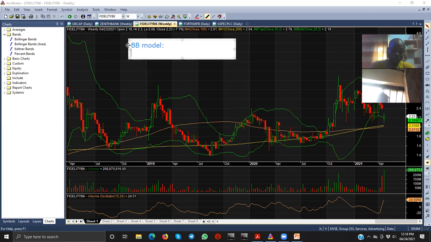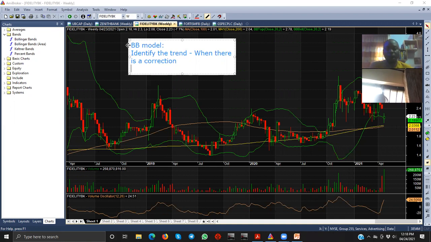Now, we said we want to identify the trend. Then we want to trade when there is a correction. What I mean is this. One, we want to identify the trend using the moving averages, the EMAs, 200 and 100. You get that one?